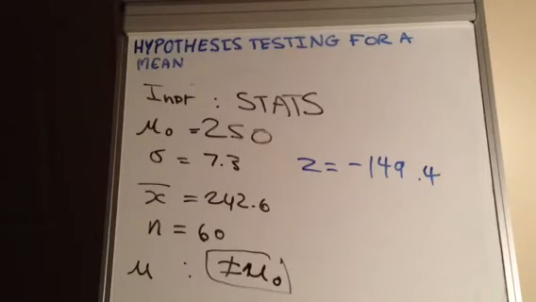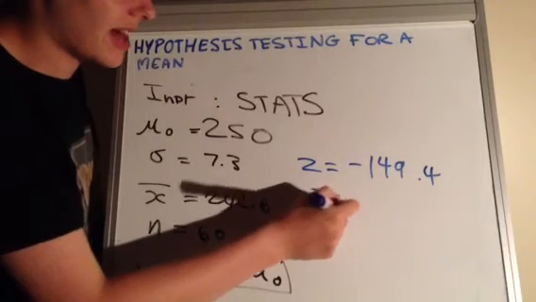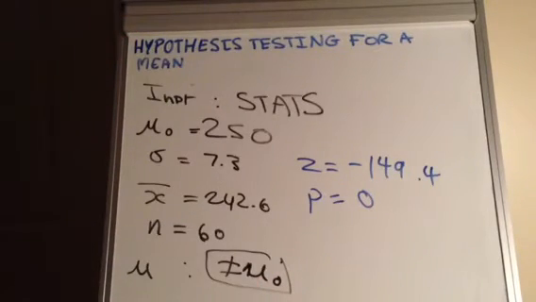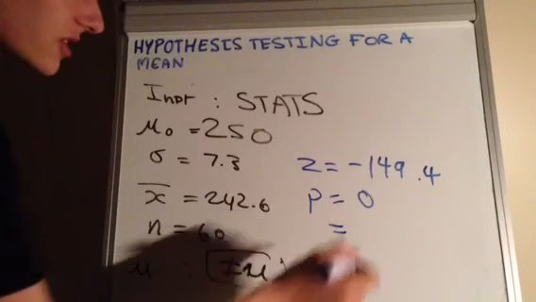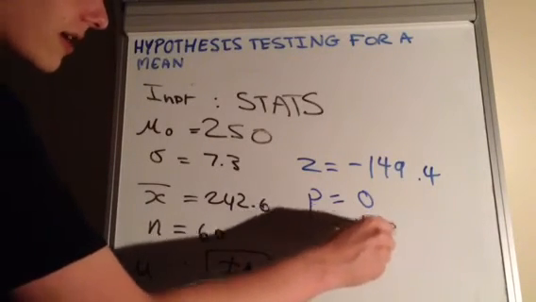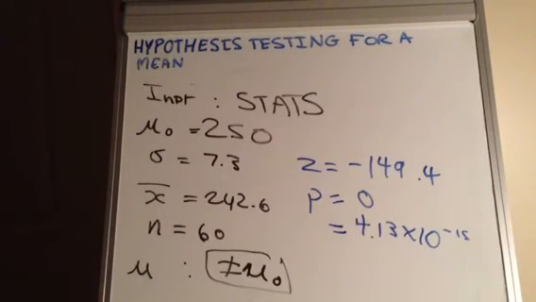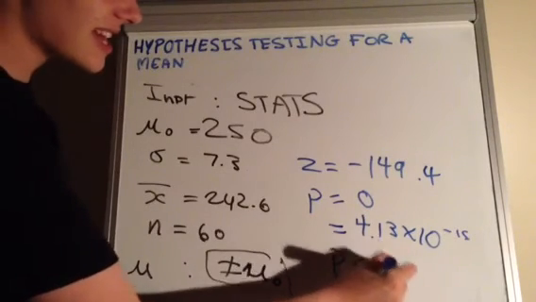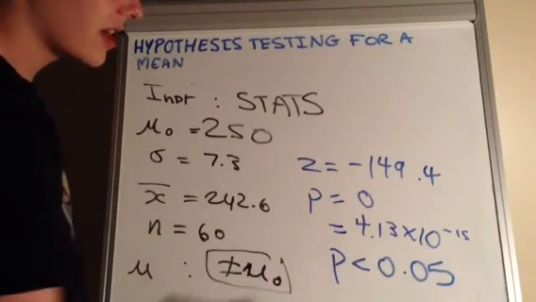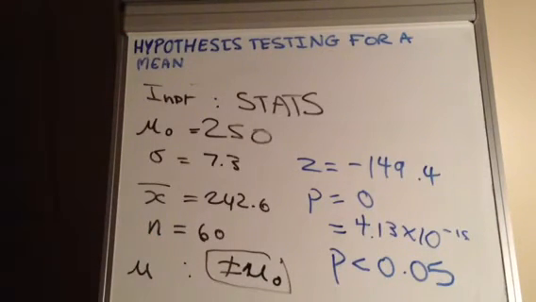And of course, when you look at this, the calculator gives you a p-value of 0. Technically, if we had more advanced equipment, it would be able to give us an actual value for it. I have worked this out on some more advanced equipment, and we get 4.13 times 10 to negative 15. So that p-value is really, really small. And of course, p is less than 0.05, a lot less than that value, an incredible amount less than that value.